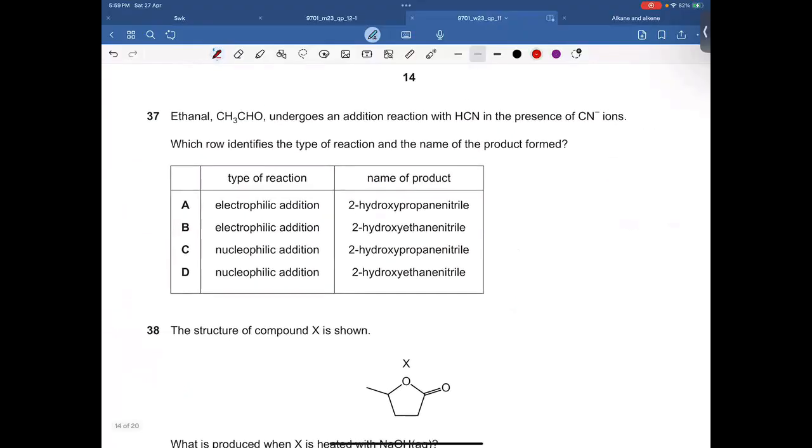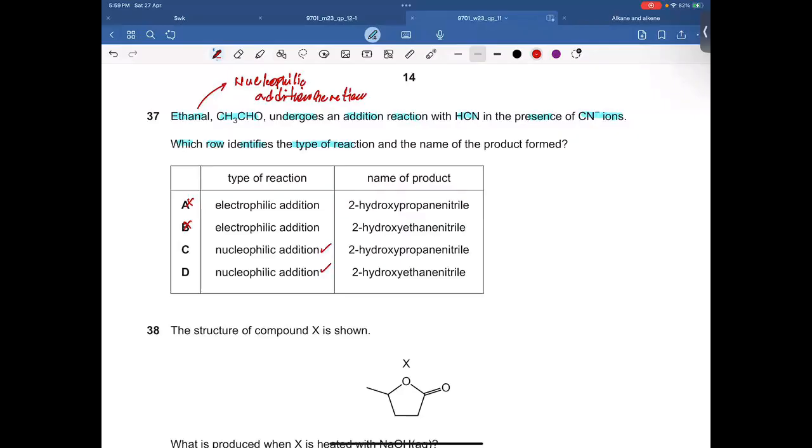Question number 37. Ethanal, which is an aldehyde, undergoes an addition reaction with HCN in the presence of cyanide, and so a cyanohydrin is formed. Which identifies the type of reaction? All aldehydes, all ketones undergo nucleophilic addition reaction. So the type of reaction is nucleophilic addition. That means A and B options are incorrect.